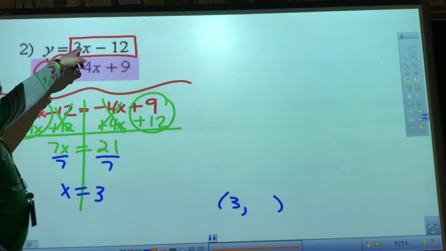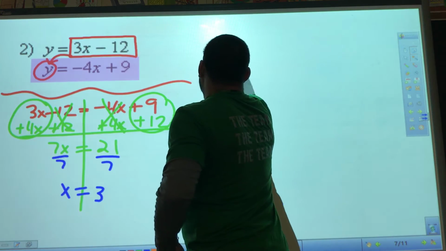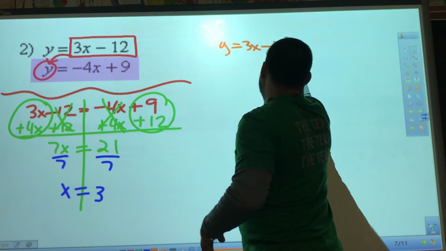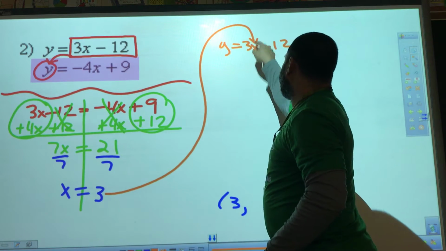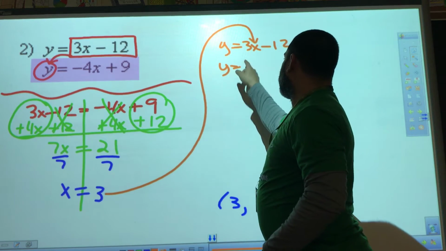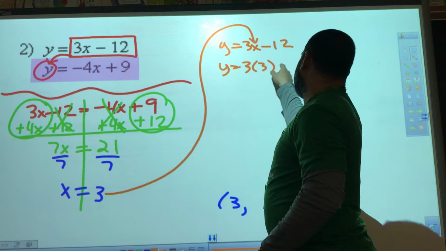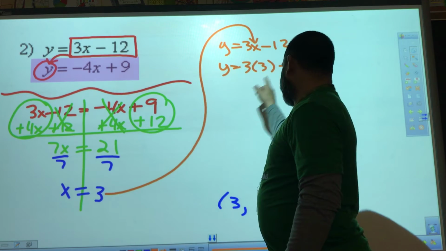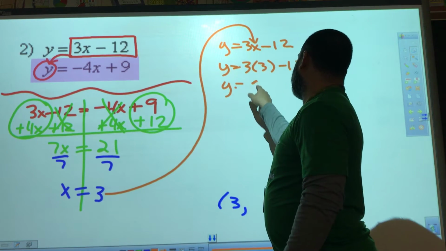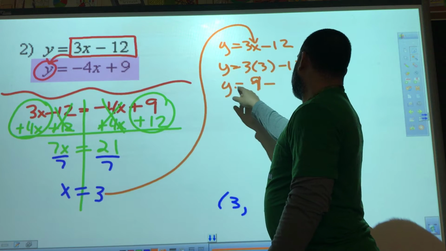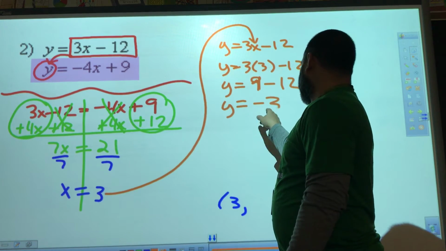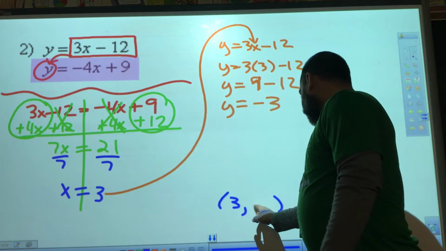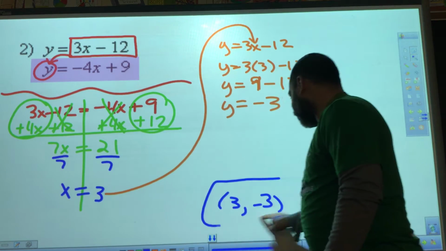Okay? So I'm going to use the top equation again. The y equals 3x minus 12. And I'm putting my 3 in for that x. So it's going to be 3 times 3 minus 12. Well, 3 times 3 is 9. And 9 minus 12 is negative 3. So my solution would be 3, negative 3.